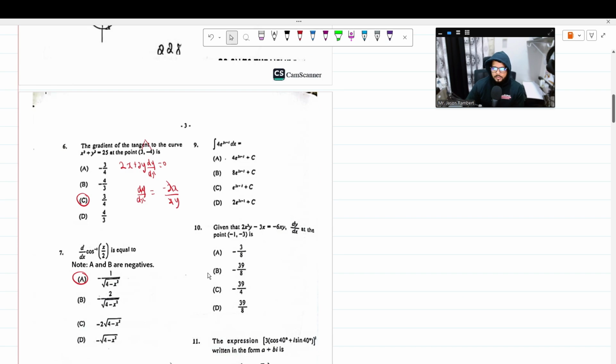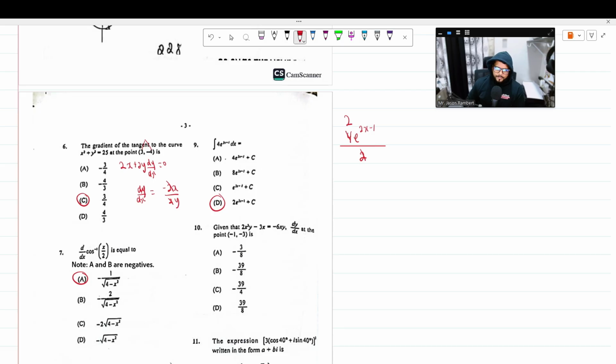Number 9, when I integrate exponentials, I will differentiate the power. That is 4e to the 2x minus 1. Differentiate the power, and I'll divide by it. So I'll divide by 2. I'll get 2e to the 2x minus 1. 2e to the 2x minus 1 is D.